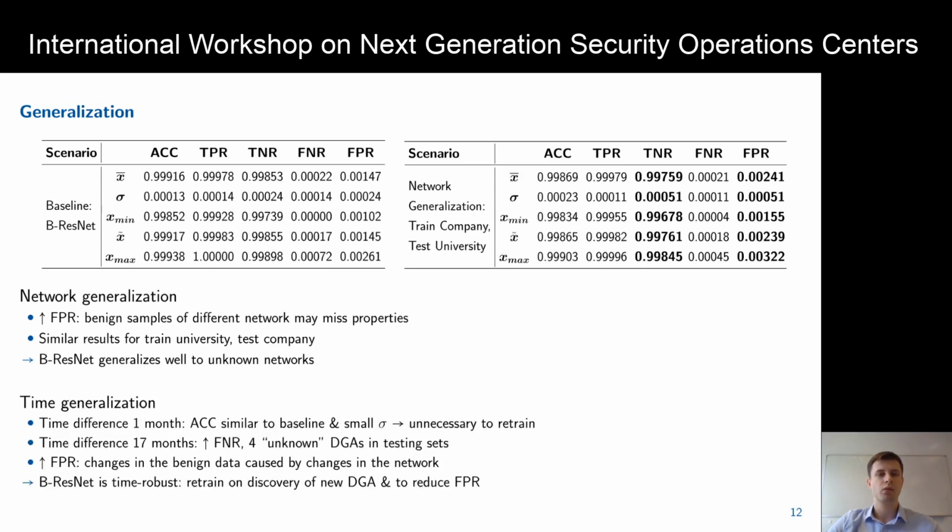We also performed a time generalization experiment, in which we trained the classifier on samples which had at least a time difference of 1 month to the samples of the testing set. We then repeated this experiment with a larger time difference of 17 months. The main result of this experiment was that the classifier is extremely time robust and frequent retraining is suggested on the discovery of new DGAs and in order to reduce the false positive rate.